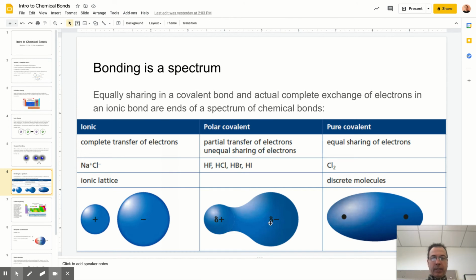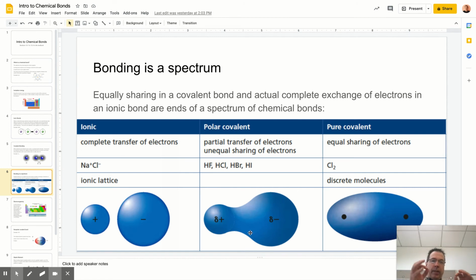And that's what this little scripty thing is, a lowercase delta sign. And so this delta plus and this delta minus are indicating that you have partial charges. In other words, the positive side is not short an entire electron and the negative side has not gained an entire electron. That would be like the ionic case in the far left.